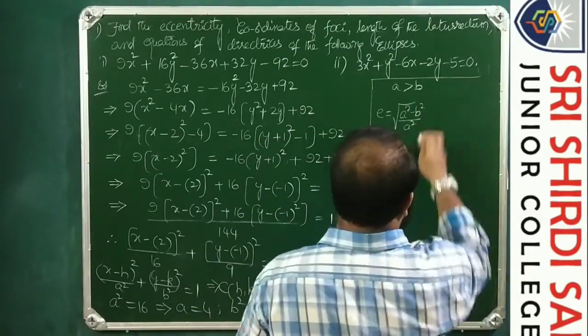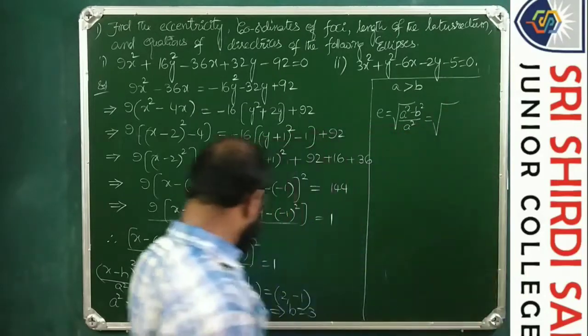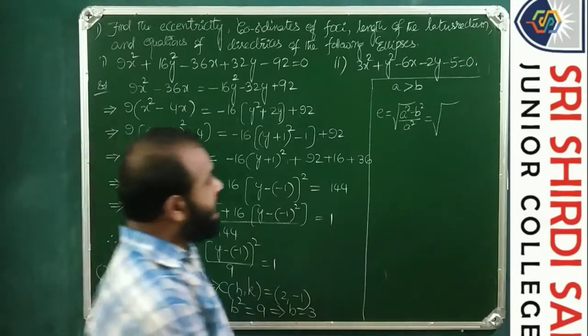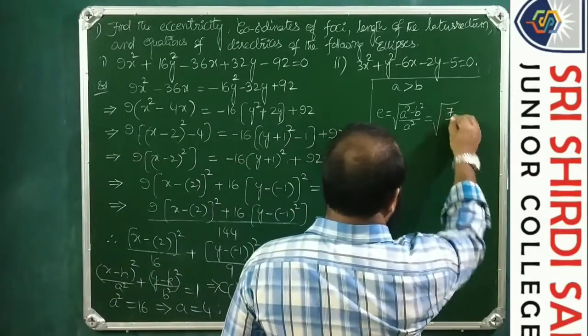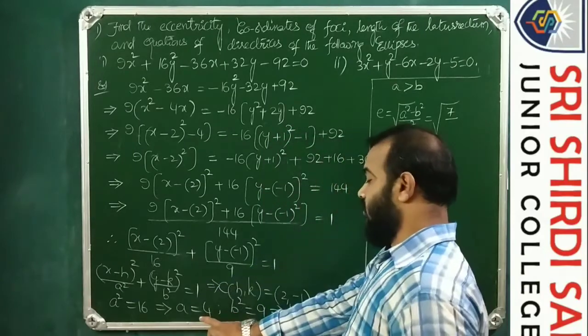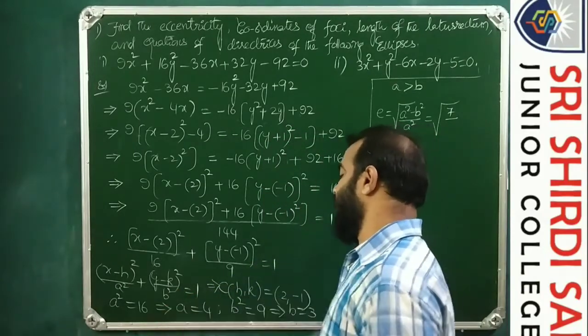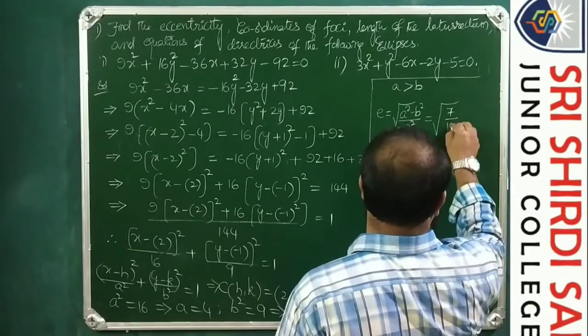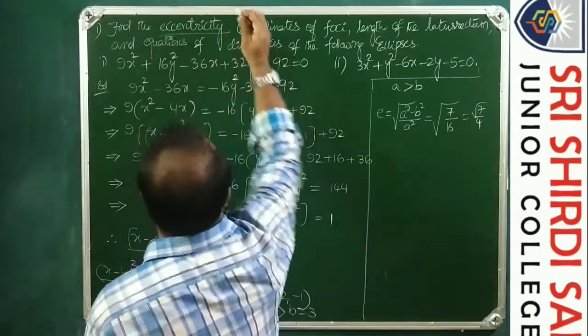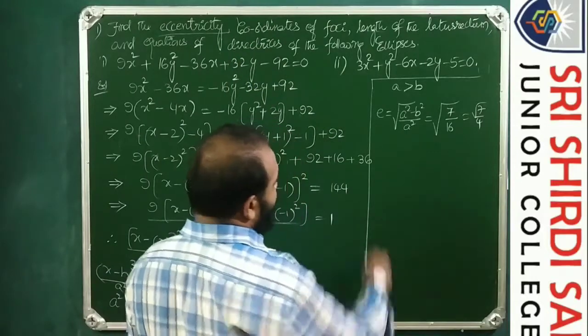Eccentricity is equal to root of a square minus b square by a square, which is 16 minus 9, which is 7, by a square is 16. So this is equal to root 7 by 4. This is the eccentricity.